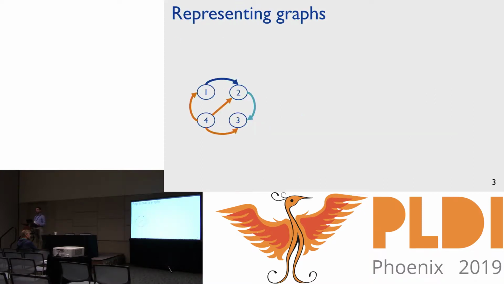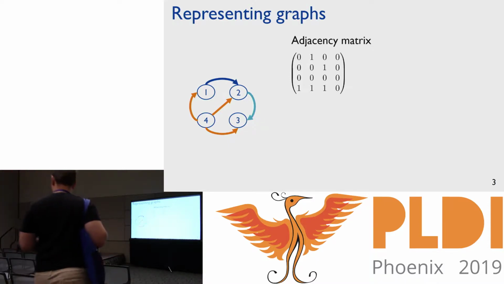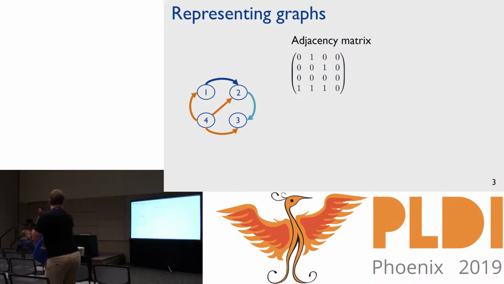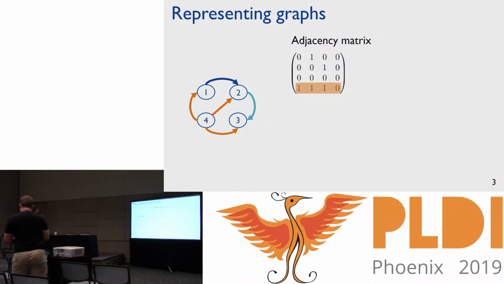One of the aspects is that graphs can be represented in multiple ways. For example, we could take the adjacency matrix of the graph. The adjacency matrix essentially maps how nodes are connected to other nodes. So, for example, if we order our nodes from 1 to 4 in this example, the fourth node is connected to nodes 1, 2, and 3.